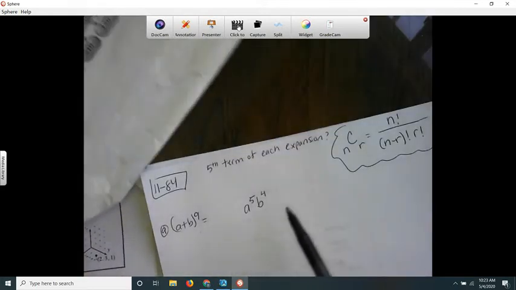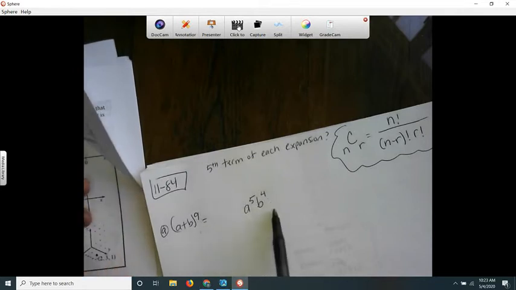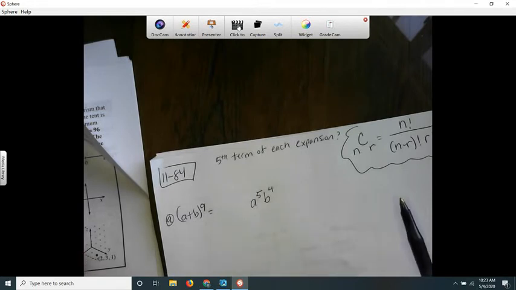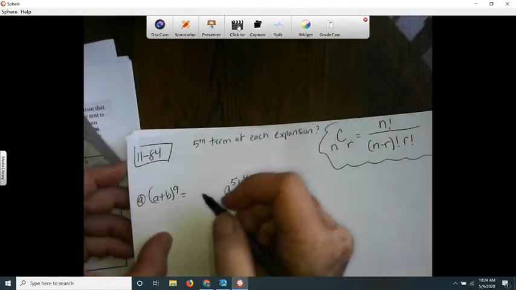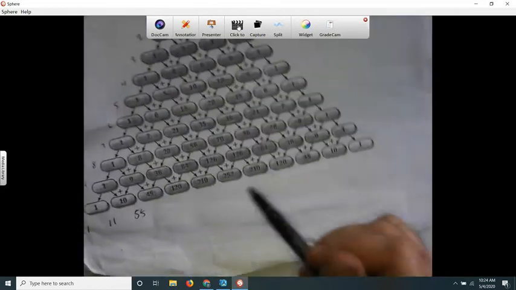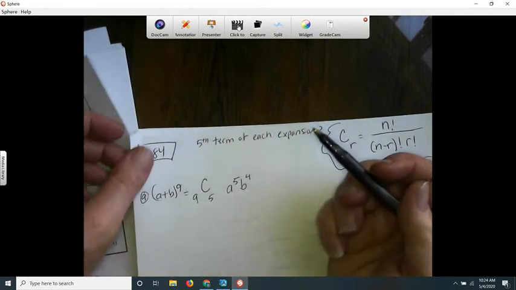Okay. So now I know I have a combination of 9 A's and B's, right? Because there's 5 A's and 4 B's. So that's 9 things, and I want the one with 5 A's. So 9 things taken 5 at a time. I want the combination of 9 things taken 5 at a time. Now I already peeked, and I know I'm supposed to get 126, but let's see if combinations works.